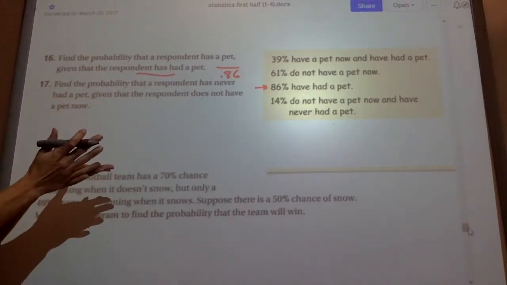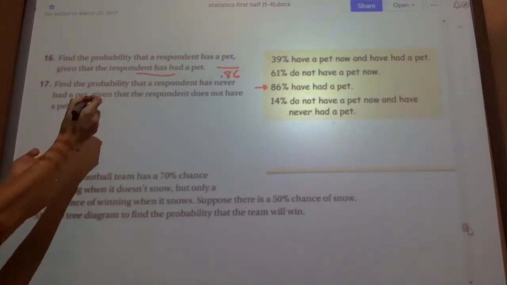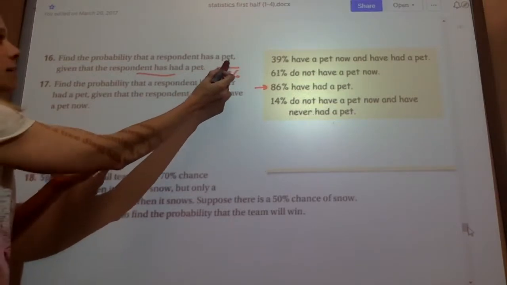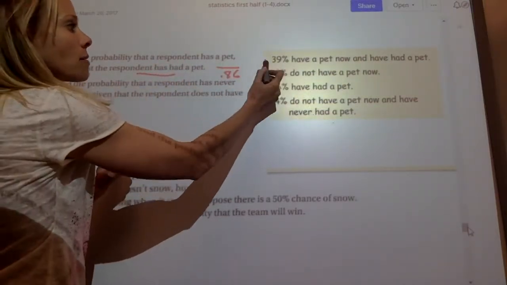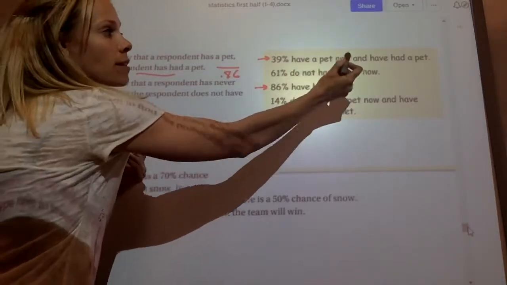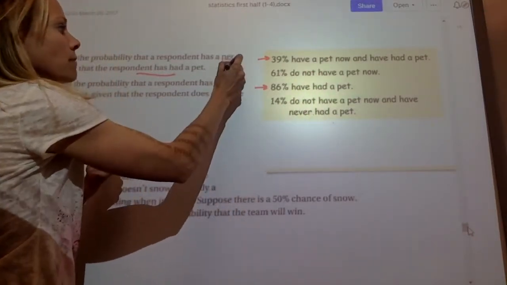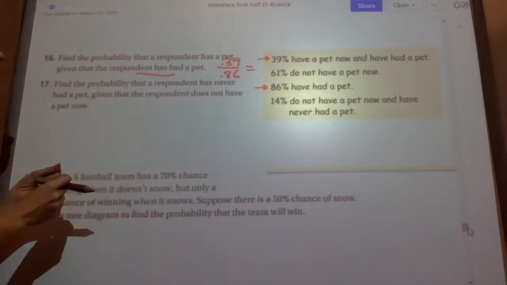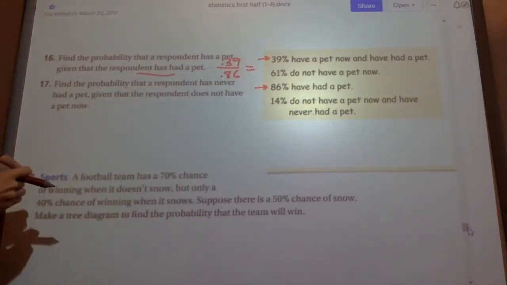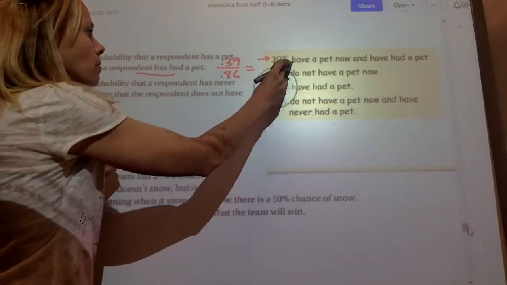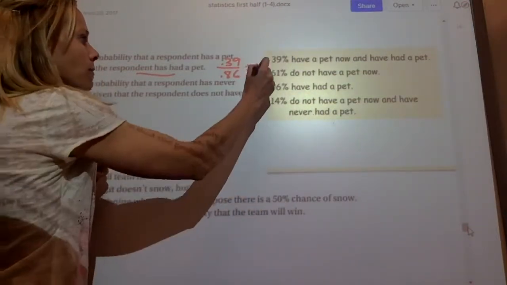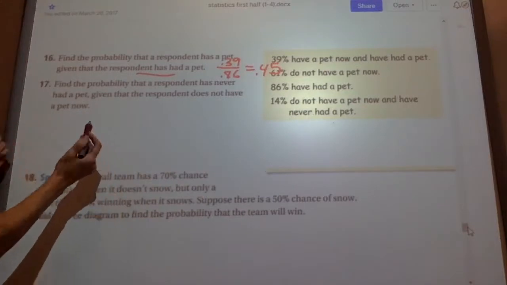That's my given. Now, what's my favorable? Respondent has a pet given that they had a pet. So that's your 39% that meet both. That's my favorable. So favorable over total, what is that as a percent, or as a decimal? 0.45. Good. Okay, let's try another one.